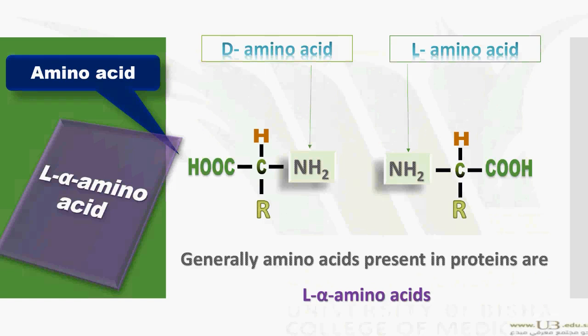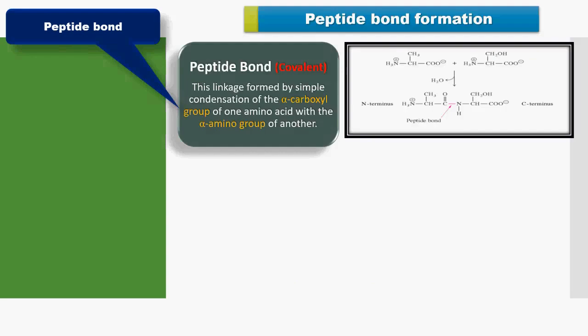In our living cells, especially the human, the most dominant are the L-alpha amino acids. According to the position of the amine group, whether it's to the right of the asymmetric carbon or to the left, the amino acids are classified into D or L amino acids.